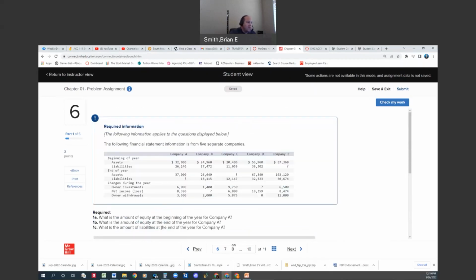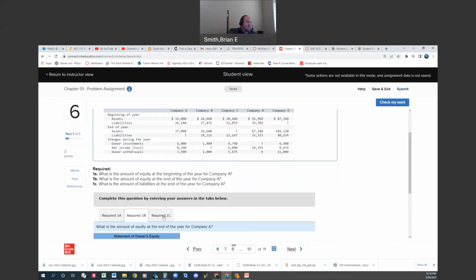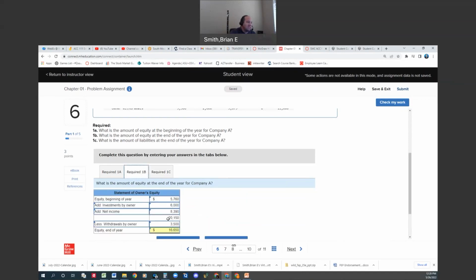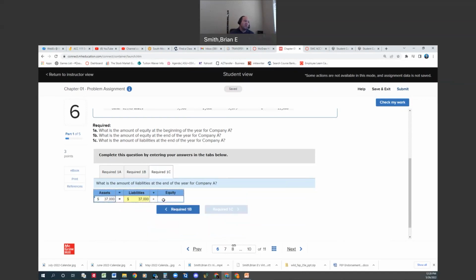Okay. Now our question is, what is our liabilities at the end of the year? Well, we know our assets are 37,000, and we just calculated 16,650 for equity, then our liability should be 20,350.